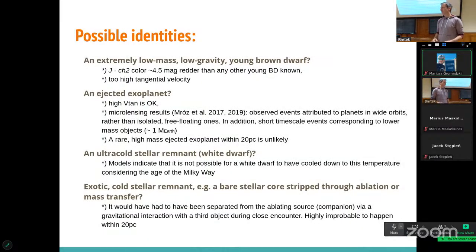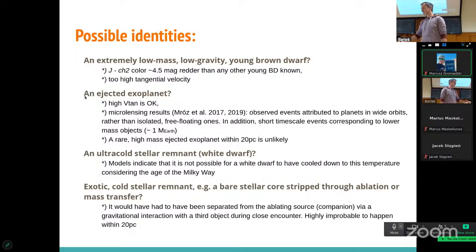So several possible identities were discussed for what this object actually could be in the original paper. The authors considered several possibilities, like an extremely young, low-mass brown dwarf, or an ejected exoplanet, or a very old white dwarf, or other more exotic possibilities. But as discussed, they were rather not so feasible and not so probable, in fact.